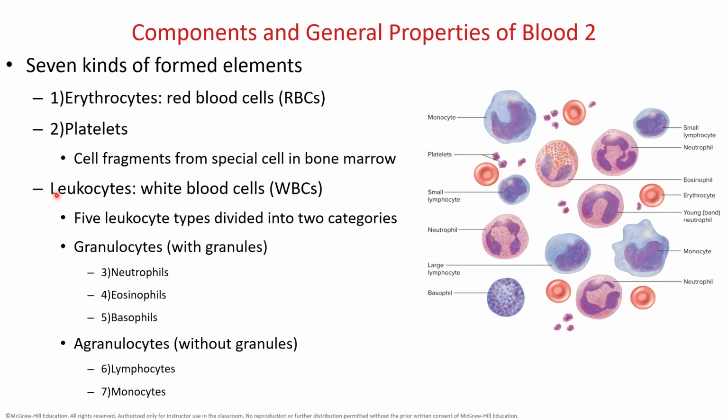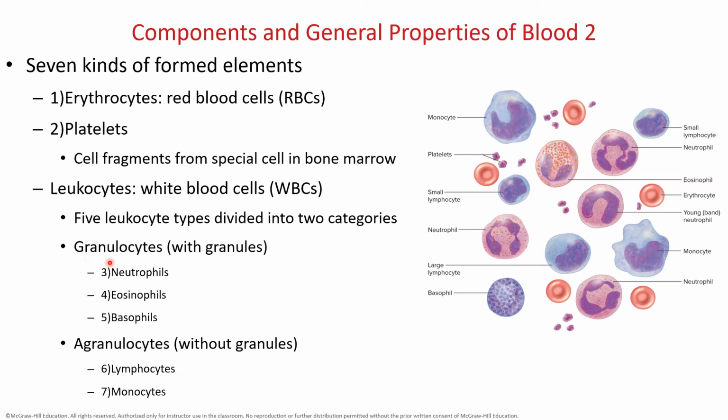So leukocytes, it's just another name for white blood cells. So number 1, erythrocytes. Number 2, we have platelets. And the main function that you need to know for platelets, just know that their main function is blood clotting. So the leukocytes, we have 5 leukocytes. They're divided into 2 categories, and we're going to talk a little bit about how we remember that.